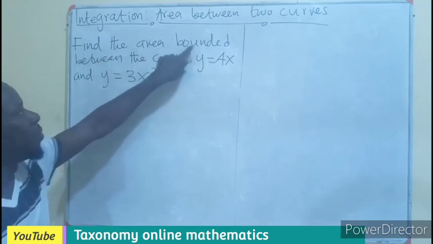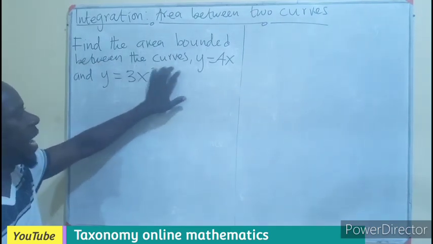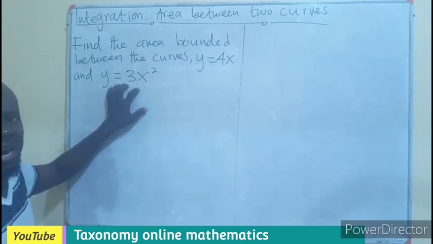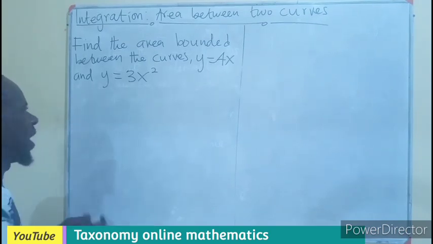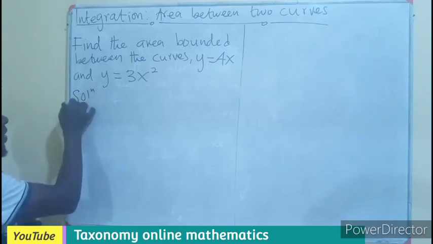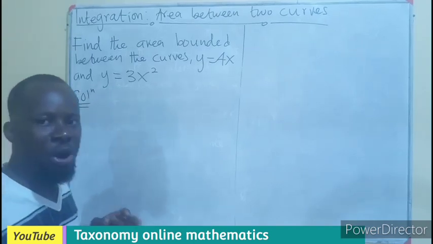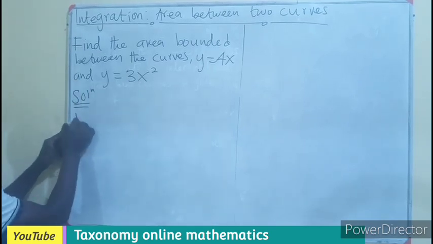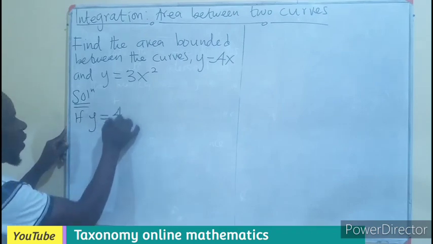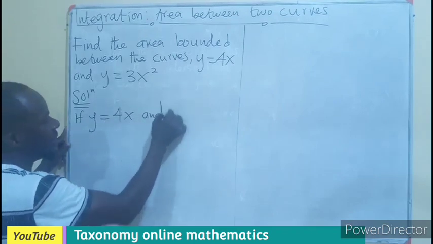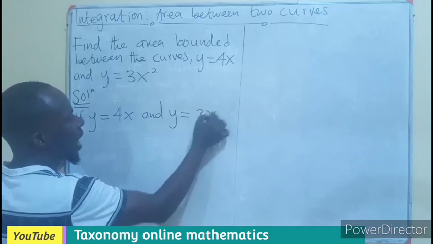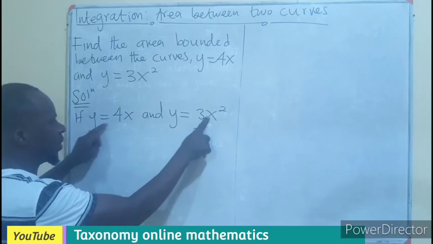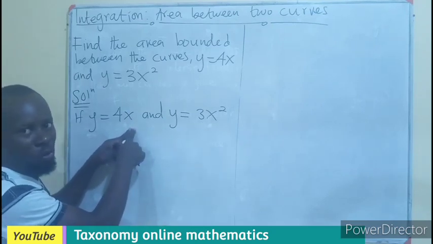Find the area bounded between the curves y equals 4x and y equals 3x squared. What is our first step? The first step is that we find the points of intersection between the two curves. Don't forget, if we have y equals 4x and the same y equals 3x squared, it means that if y equals the one and y equals the other, the two functions can also be equal.